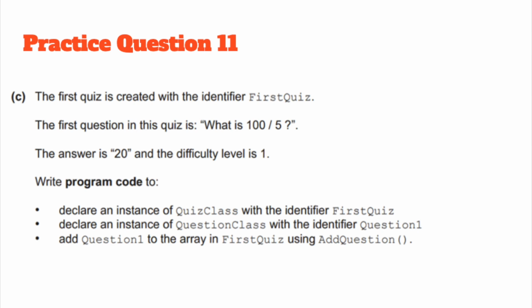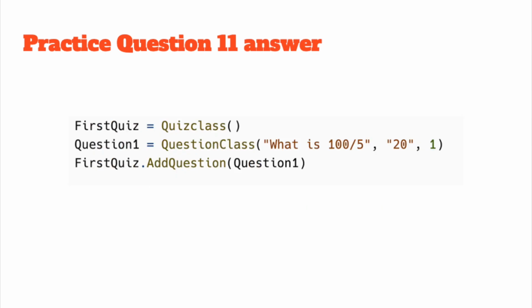Now we've already done these 3 parts, so all you're doing here is simply creating objects or instances of those classes with the data value. So pause the video and have a go. So this part is pretty straightforward. First quiz is equal to quiz class, question 1 is equal to question class, and then you have your 3 pieces of data in there. And then finally, you're going to add the question to first quiz and all you need to do is call the method firstquiz.addQuestion question1. So this question 1 is added to first quiz.